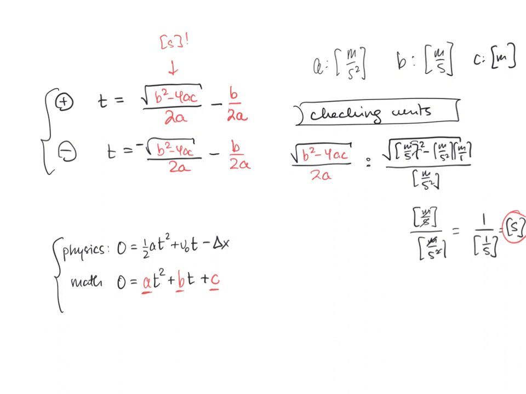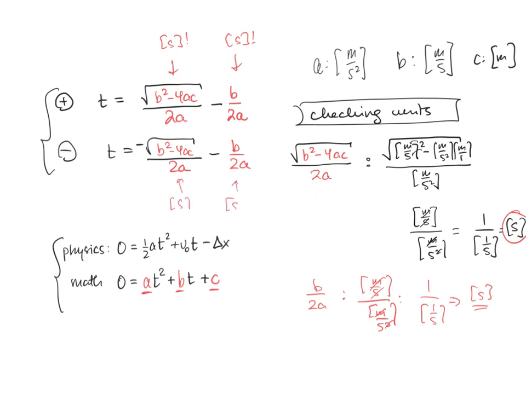The second term is b divided by 2a. Let's see what's going on with that. We've got meters per second divided by meters per second squared. Oh, look, so this is the same thing. This ends up being 1 over 1 over seconds, so the unit is seconds. So this also has units of seconds, which means when we plug the numbers in, it all ends up with units of seconds. Because these two terms have seconds, this one will also have seconds, and this one will also have seconds, and everything works, and our units work, and we're so happy.